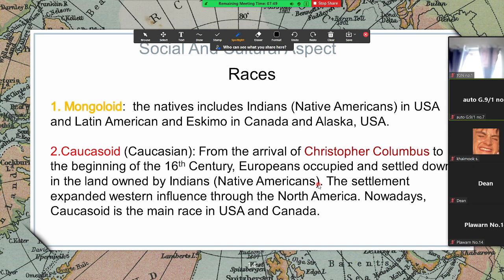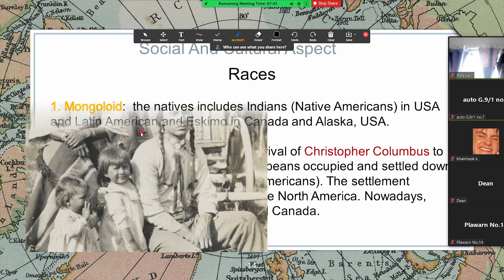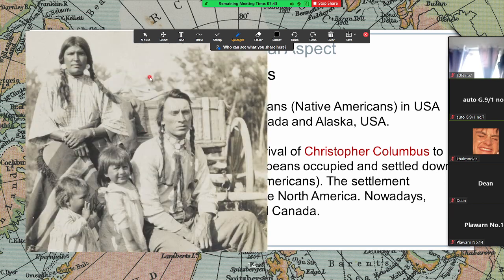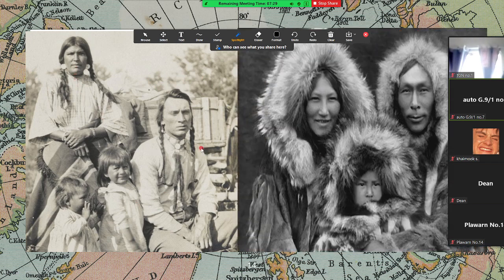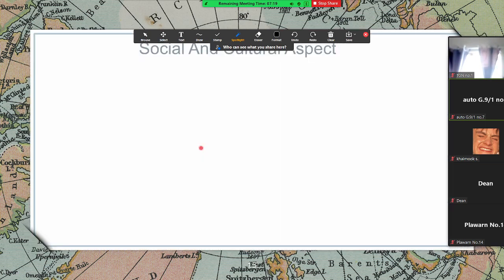I'll show you some photos of the Mongoloids. Here we have the original Native Americans, so this is how they look, and here we have the Eskimos. These are the original people in North America, before the Caucasians or the Europeans came.